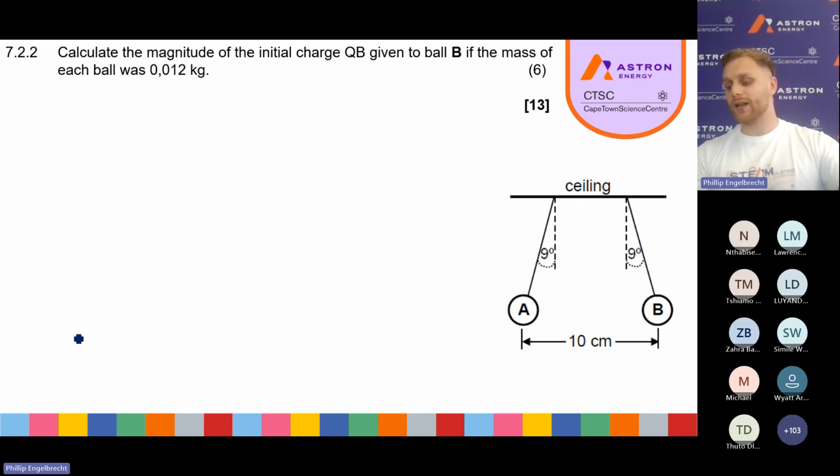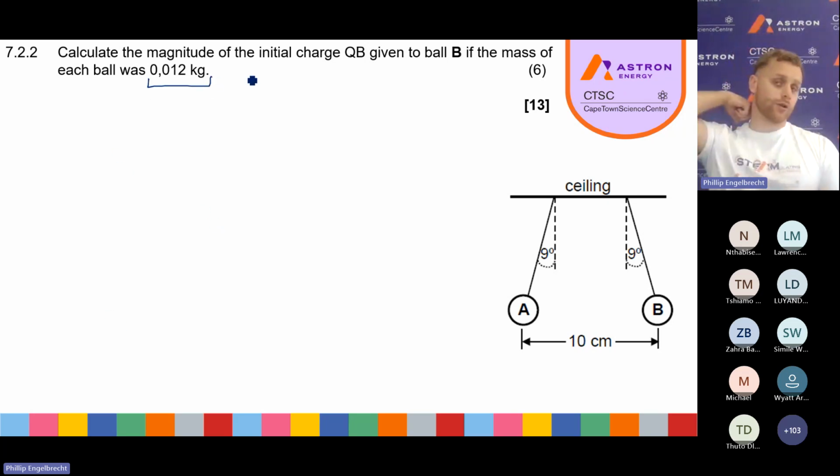7.2.2 says calculate the magnitude of the initial charge of our ball B, the initial charge given to ball B, if the mass of each ball was 0.012 kilogram. And that is for a juicy 6 marks.